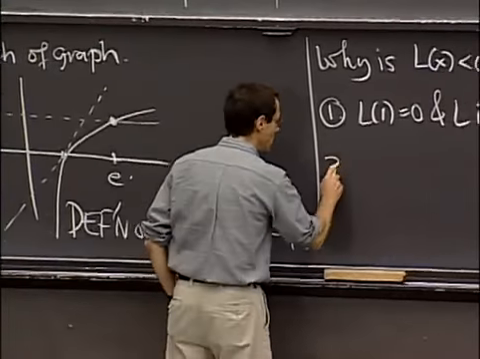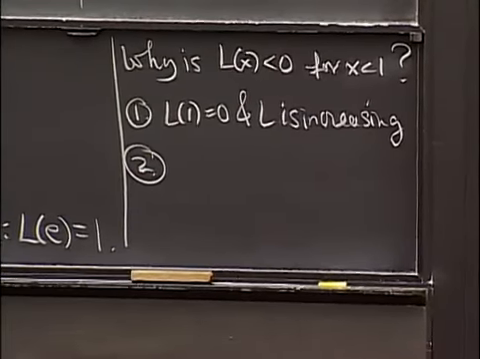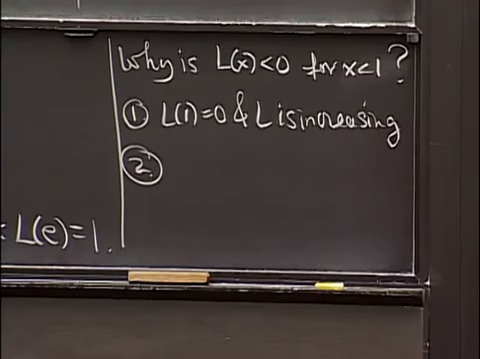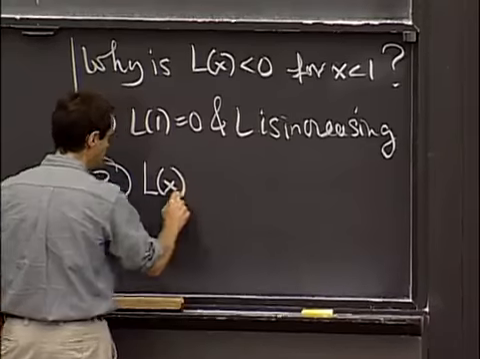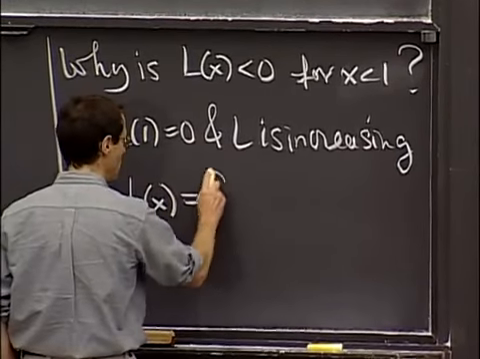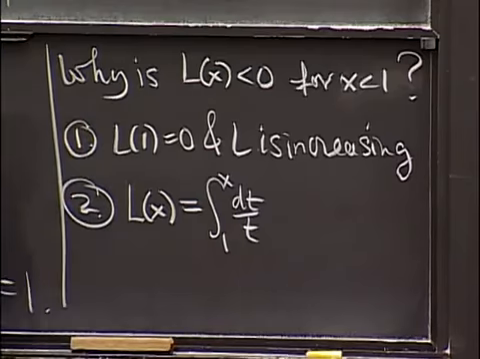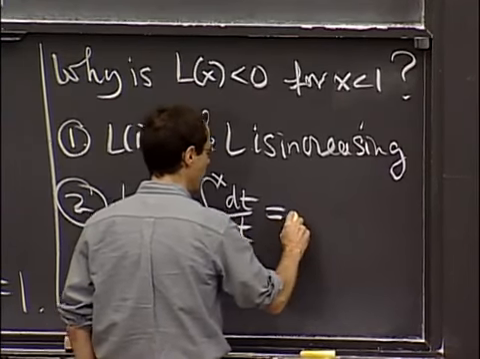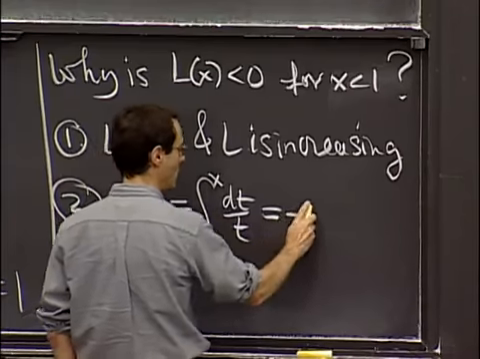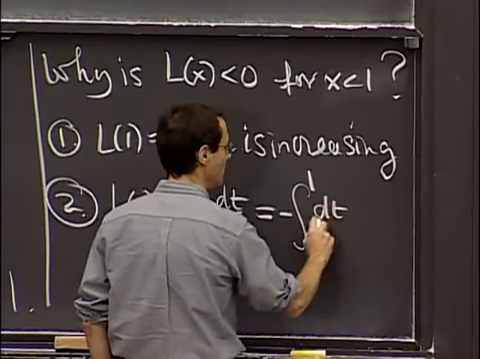There's a second way of seeing it, which is equally important, and it has to do with just manipulation of integrals. Here I'm going to start out with L of x and its definition, which is the integral from 1 to x dt over t. And now I'm going to reverse the order of integration. This is the same by our properties of integrals as the integral from x to 1 with a minus sign, dt over t.